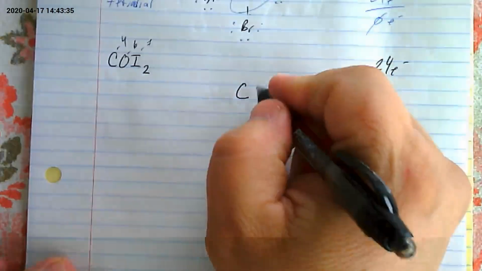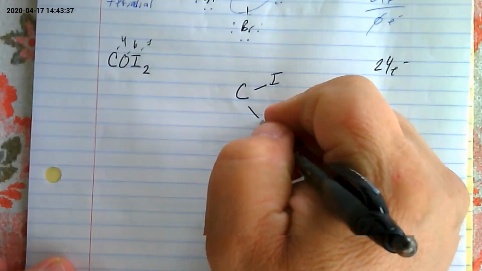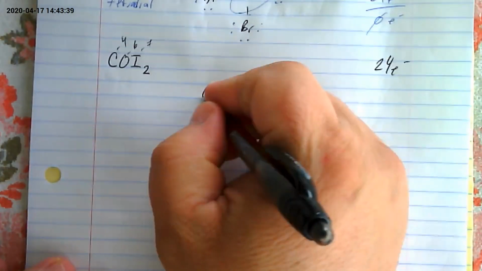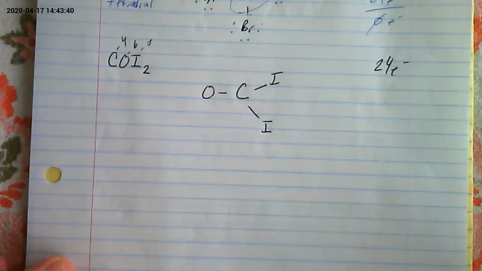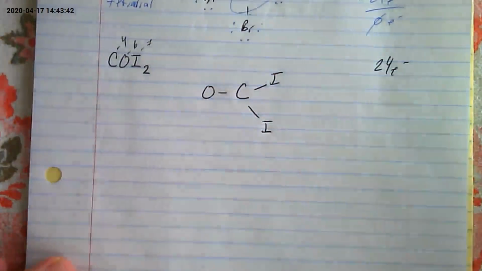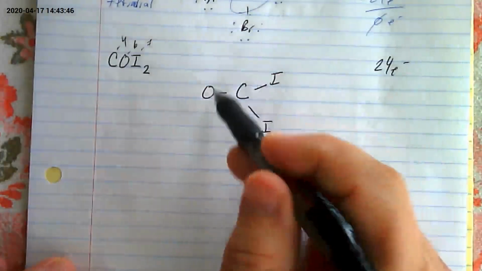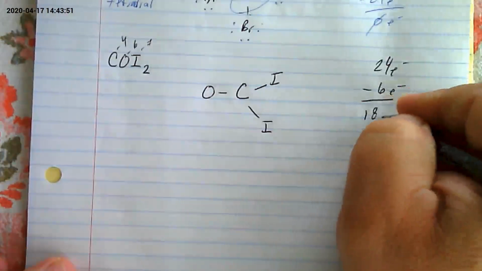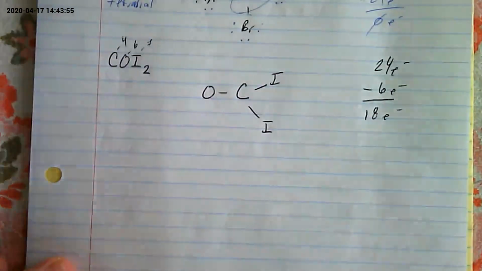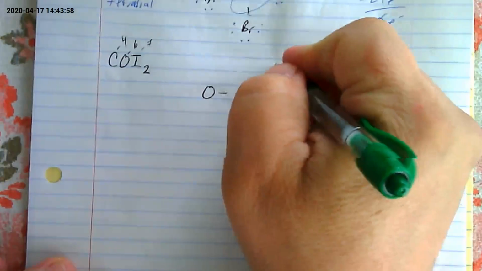The next one is COI2. First up, count your valence. Carbon has 4, oxygen has 6, iodine has 7. So 4, 6, 7, and you have 2 iodines. So 7 times 2 is 14, plus 6 is 20, plus 4 is 24. So we're working with 24 total electrons.